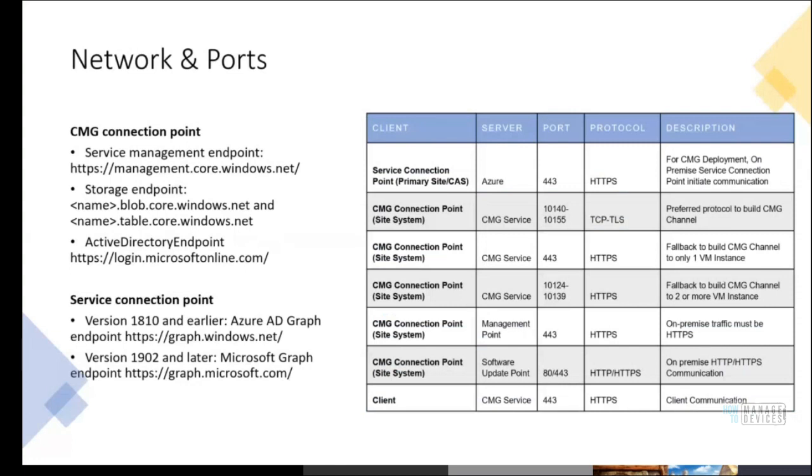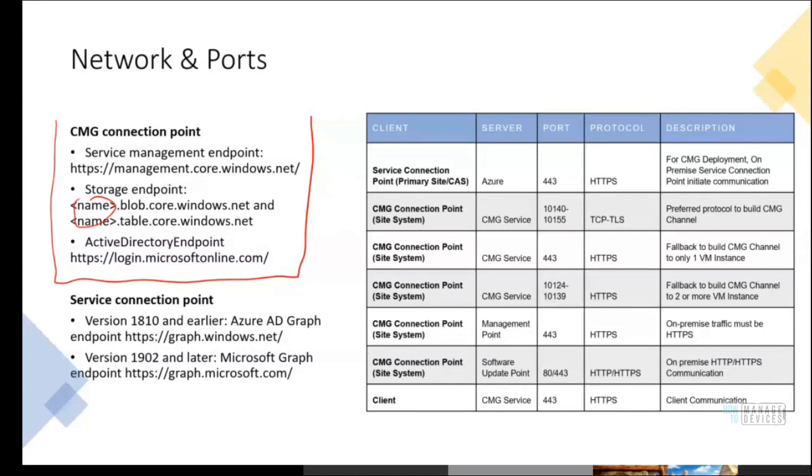And this is for the network ports and the URLs which are required. If you are using a web proxy to connect between the CMG connection point, you need to whitelist these URLs. The names will be your CMG name.blob.core.windows.net and your CMG name.table.core.windows.net. These are the URLs which should be allowed through the proxy.